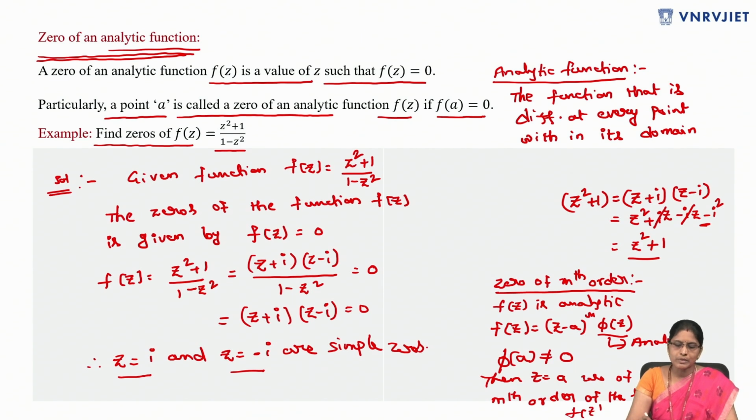So to find the simple zero, we use f of z is equal to 0. Whereas to find the zero of mth order, we take f of z which is an analytic function and f of z is equal to z minus a whole power m into phi of z. But here phi of z is an analytic function and phi of a is not equal to 0, then z is equal to a is a zero of mth order of the function f of z.